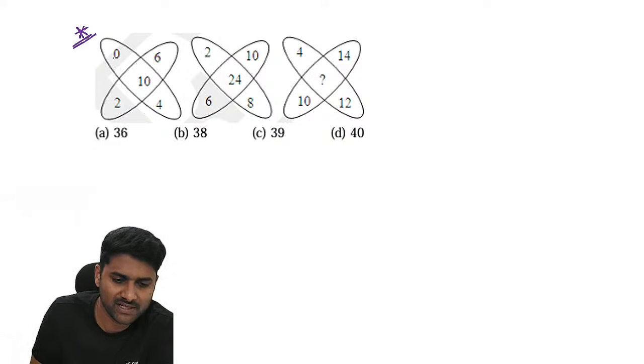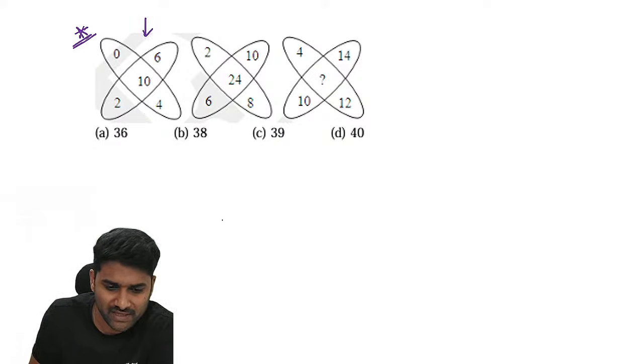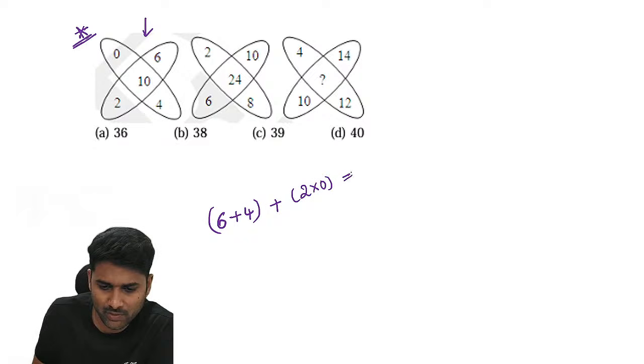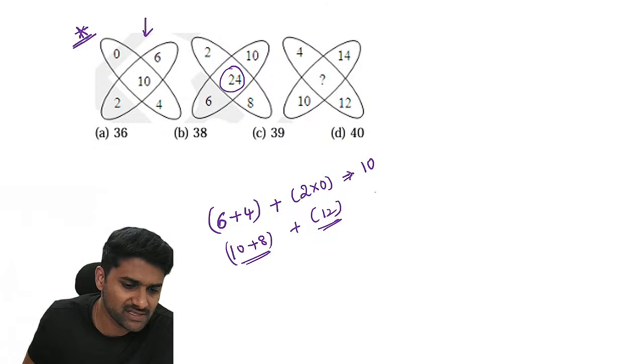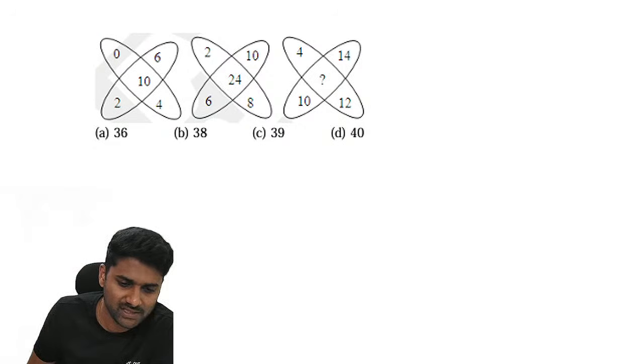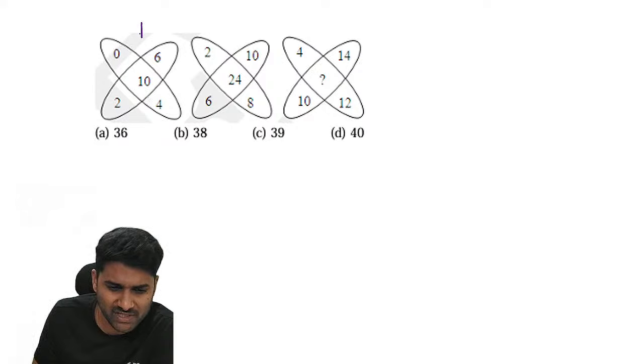Okay, for example, sir, if I think in this way, 6 plus 4 is equal to 10. 2 into 5 is equal to 10. Yes. But if you apply the same thing here, 10 plus 8 is equal to 18, and 2 into 6 is 12. So here 18 plus 12 is equal to 30. We want the resultant to be 24, so this case is not possible. If you apply any mathematical operations within this picture, you're unable to get that answer.